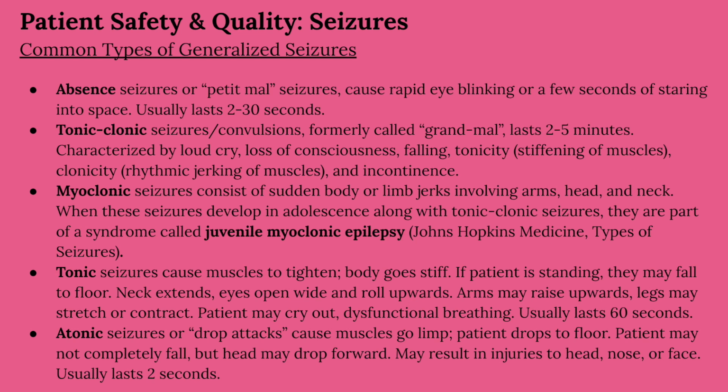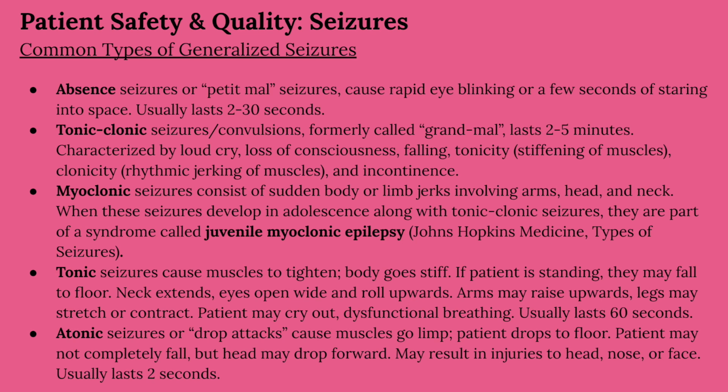Myoclonic seizures consist of sudden body or limb jerks that can involve the arms, head, and neck. When these seizures develop in adolescence along with tonic-clonic seizures, they are a part of a syndrome called juvenile myoclonic epilepsy. Patients with juvenile myoclonic epilepsy are most likely to have these seizures in the morning or within 1 to 2 hours of waking up.